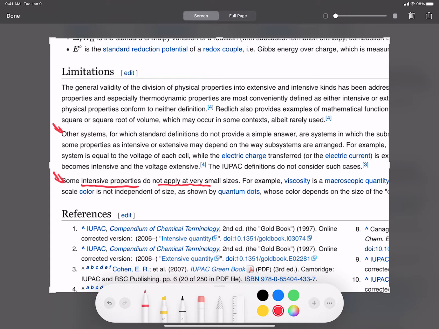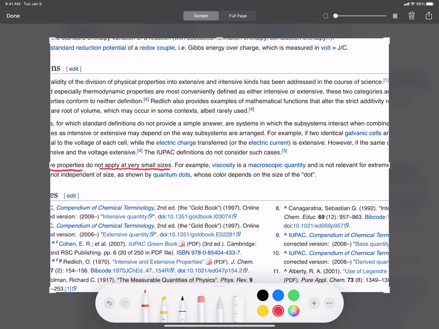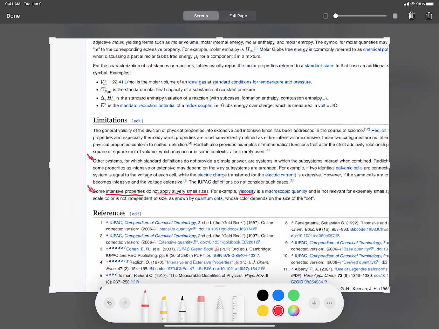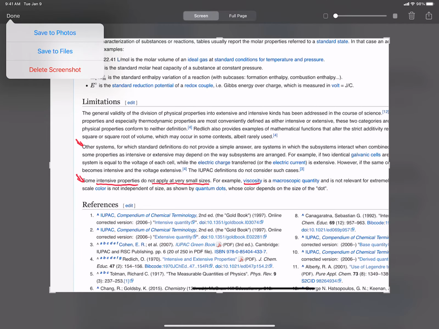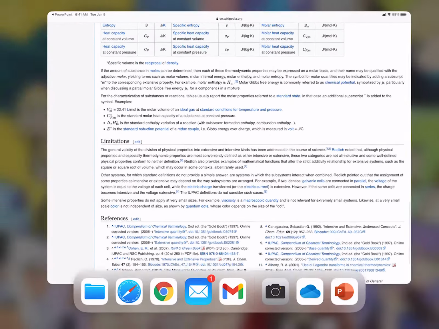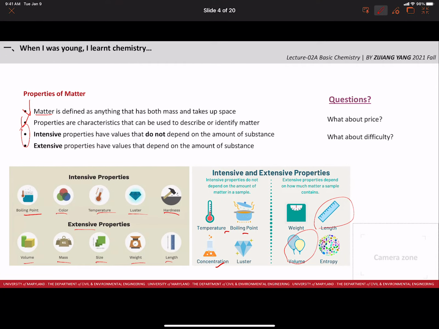So we can see that it does not apply at very small size, for example, viscosity. So some of the scientists mentioned that this classification method may not be applied to all of the properties. So this classification has some limitations. So this is a point I want to show. So let's save this photo. Okay. So these two concepts are important, but we also need to know that they have some limitations.